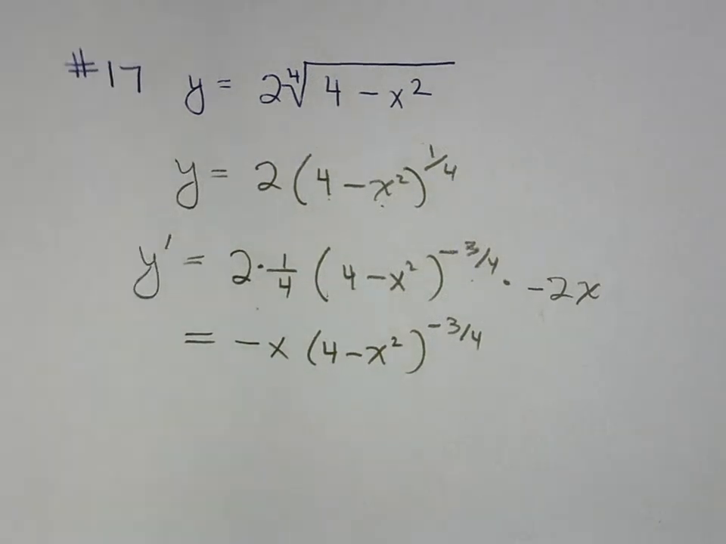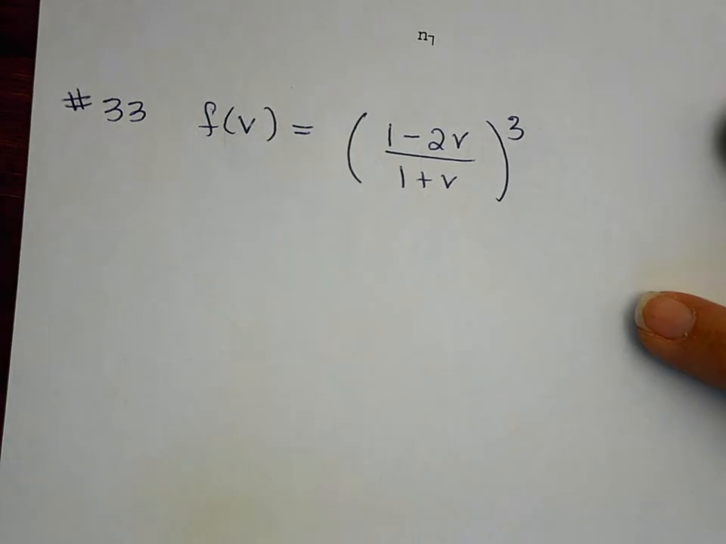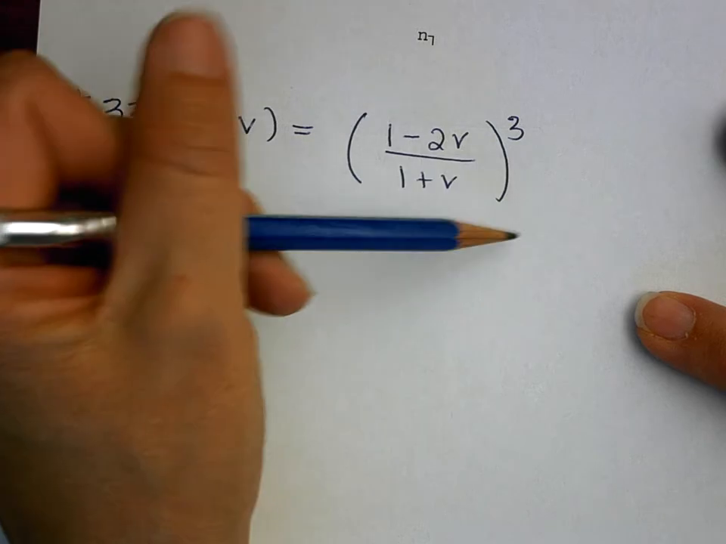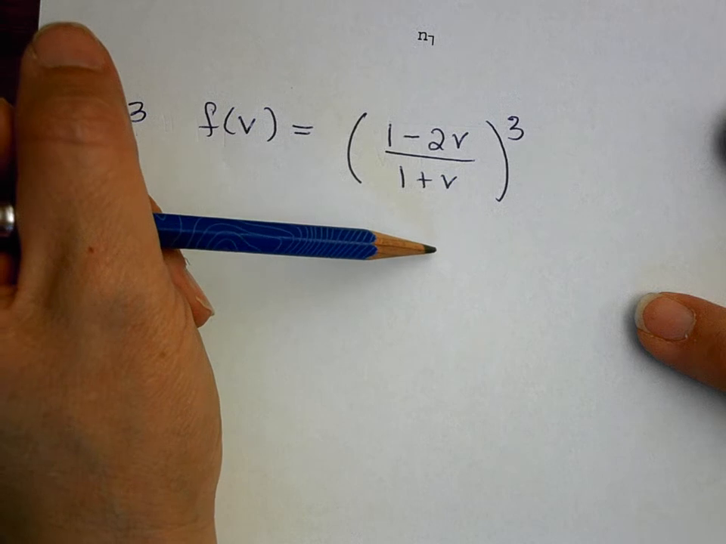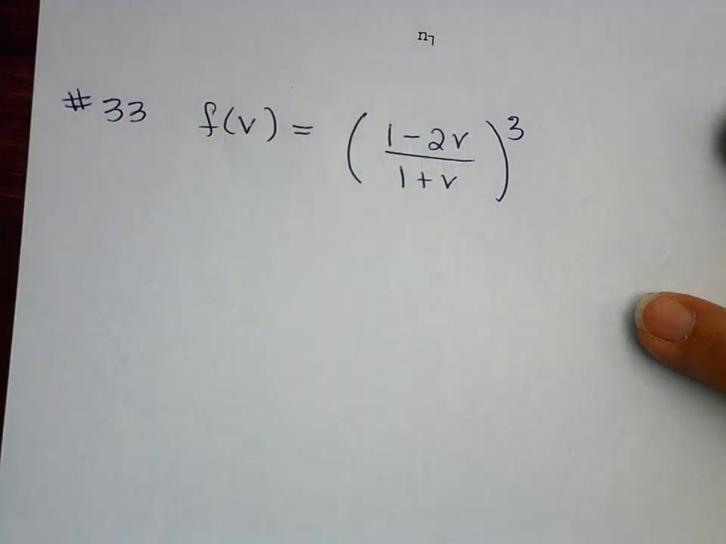Okay, and then let's take a look at a tougher one. Number 33 requires us, again, to do chain rule, because I have a grouping, so I have to do chain rule. And then I have a quotient, so that means I have to do chain rule with quotient rule, and of course I have a power. So there's going to be lots of things happening here.